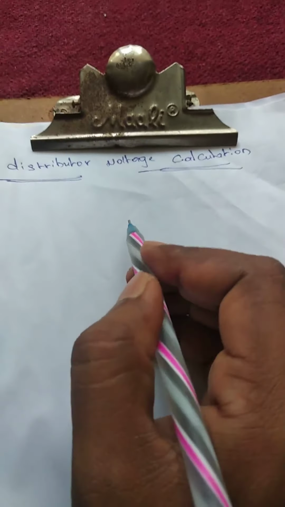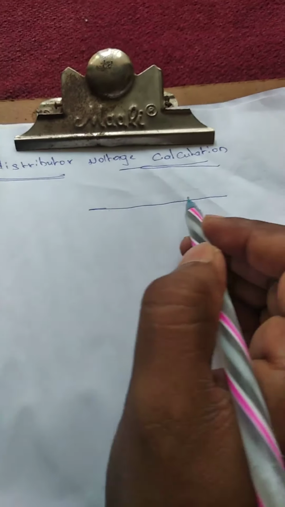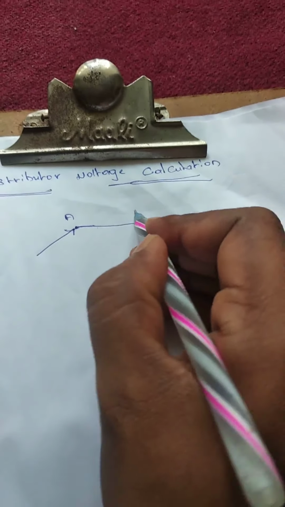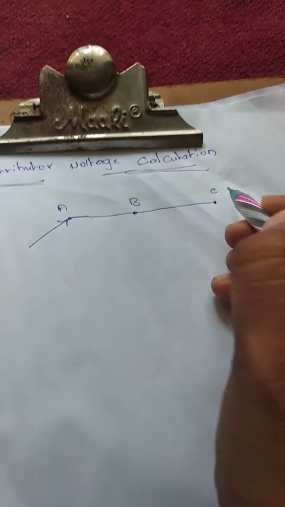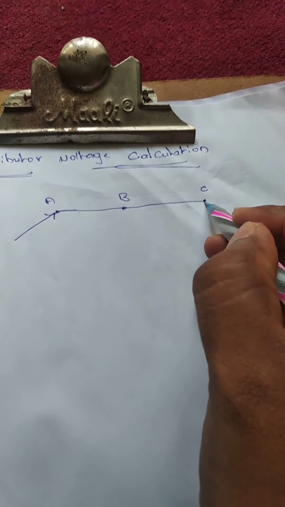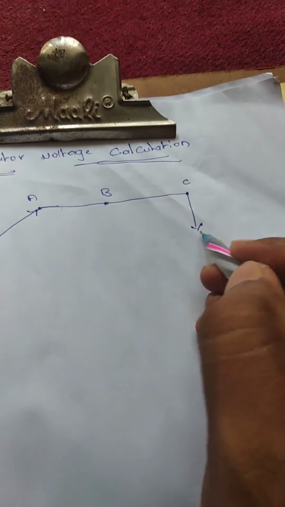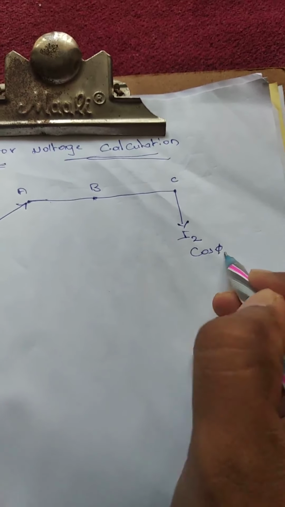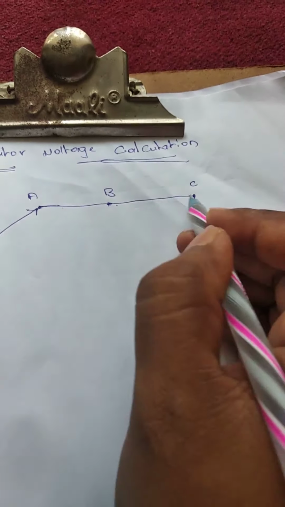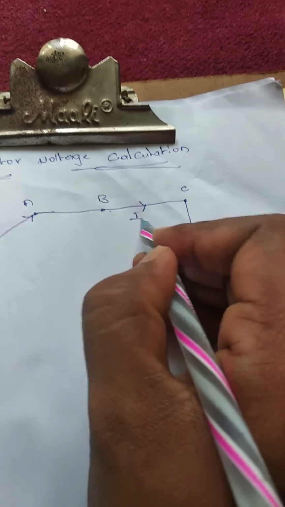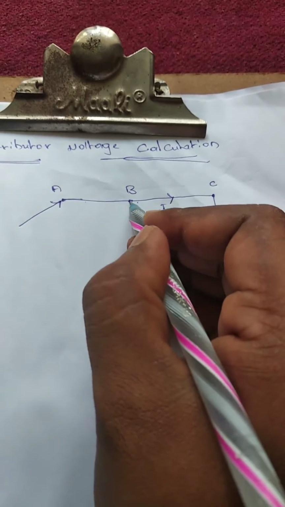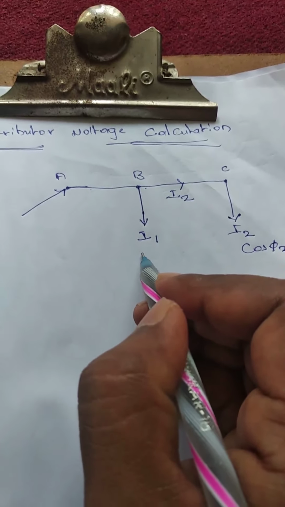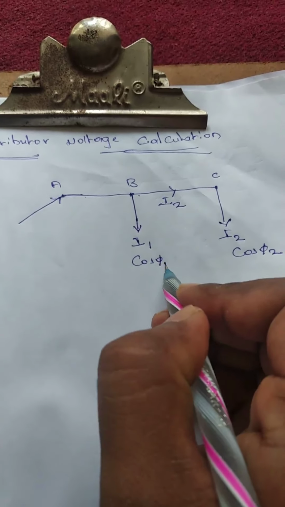In this, first of all, let us consider an AC distributor with one source point, which is A, and two load points, B and C. The current from C is I2 and the power factor here is cos phi 2. The current flowing in section BC will be the same current, I2. The current at load point B is I1 and the power factor here is cos phi 1.